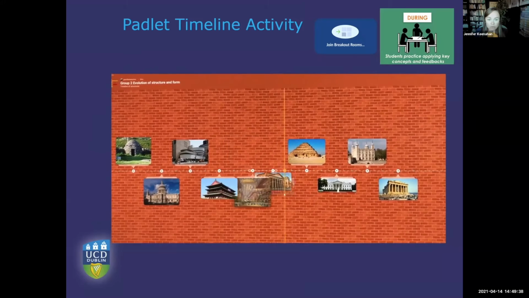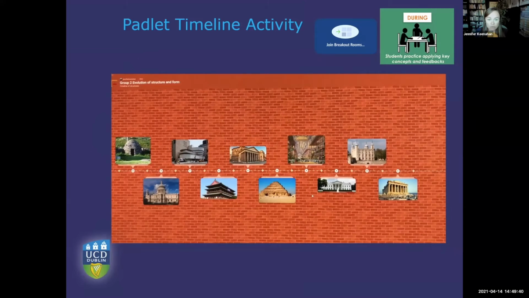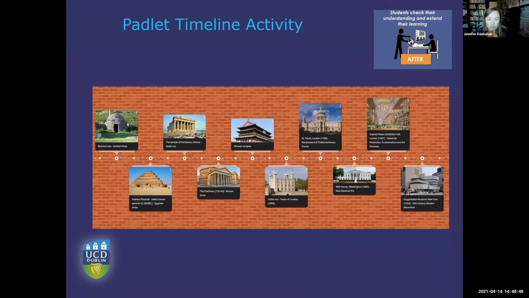And this was really fascinating to watch on my side, and it certainly seemed to support student learning. And then afterwards, I put up an image of what the correct solution looked like. So in this case, the beehive hut was the earliest example, and later on then was to be the White House and Crystal Palace and so on.